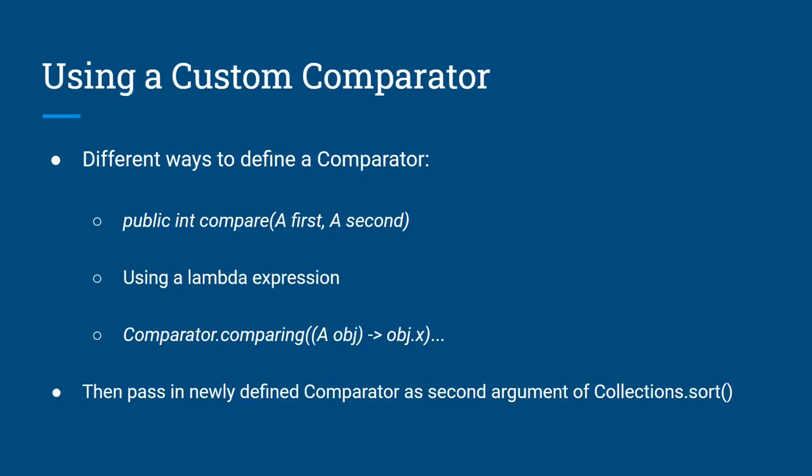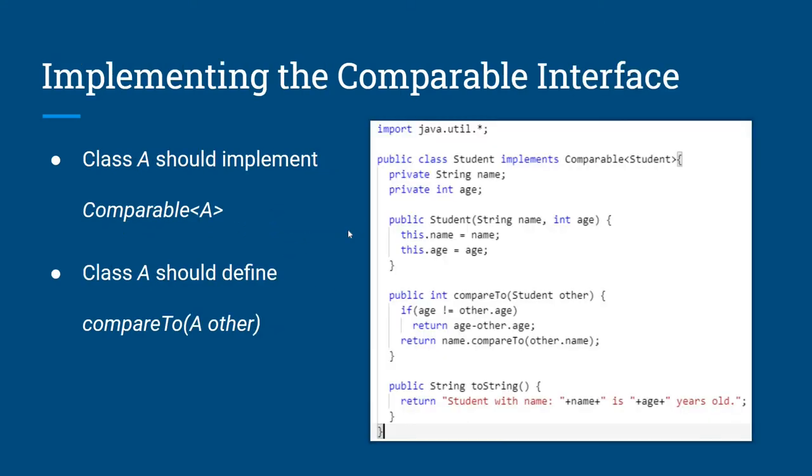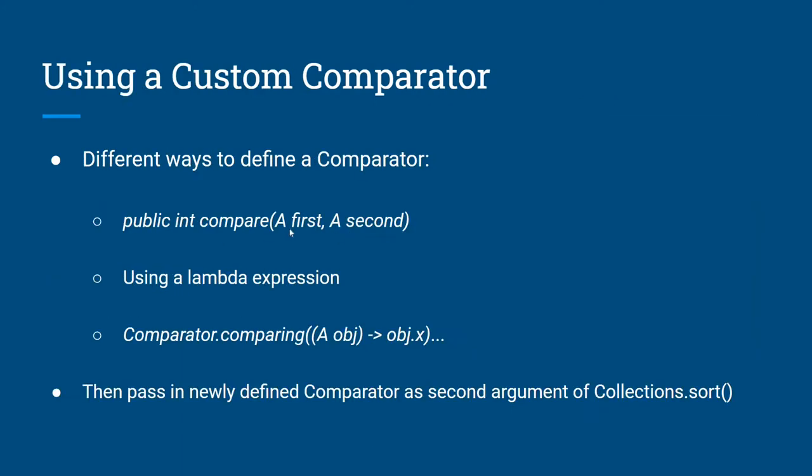Another way you can handle this is by using a custom comparator. There's a few different ways to do this. One is to simply define the anonymous function public int compare, a first, a second. It's very similar to what we did before with compare2, but this time we're not going to define it in the class. We could also use a lambda expression, and we can also use comparator.comparing, which is a really nice and concise technique to go about this.